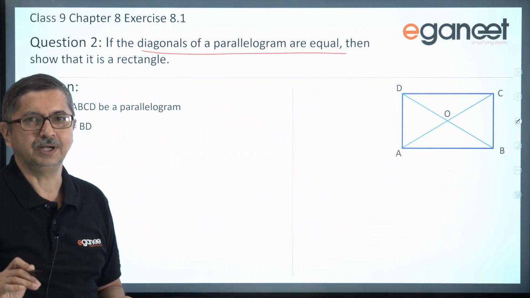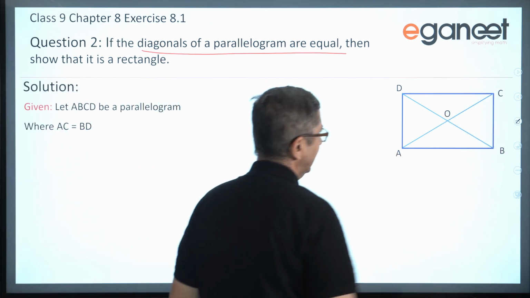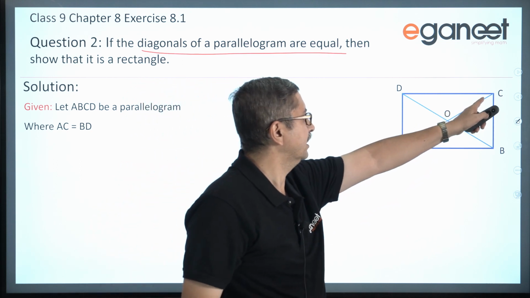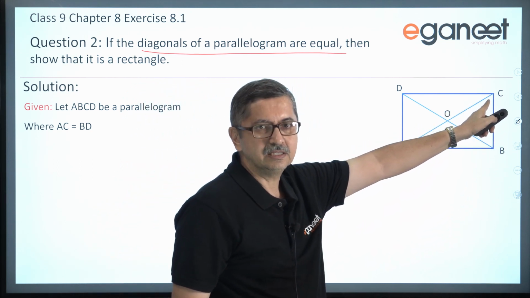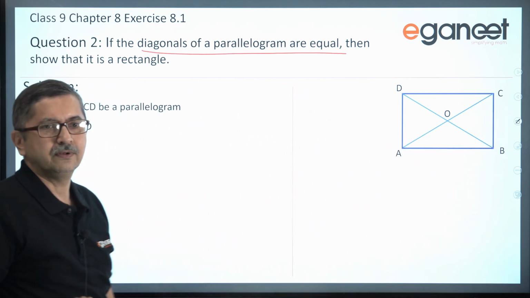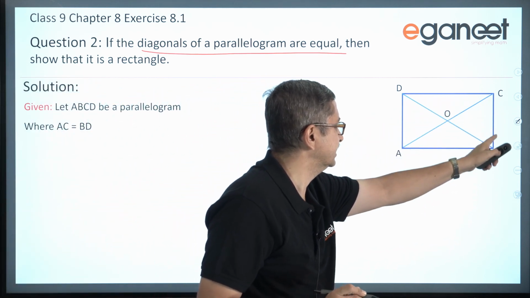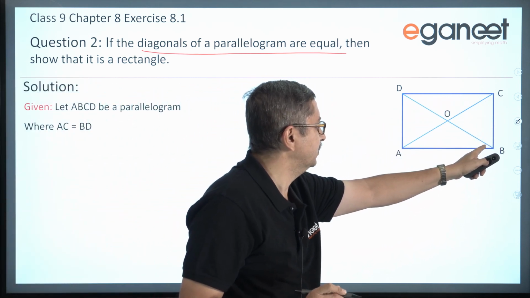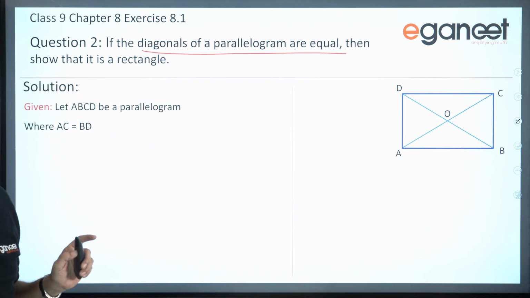We know one property that if we have a set of parallel lines and a transversal, and if we add up these two interior angles, angle C and angle B, and if these two lines are parallel and this is the transversal, then we know that the summation of these two angles will always be 180 degrees. So this property we know.